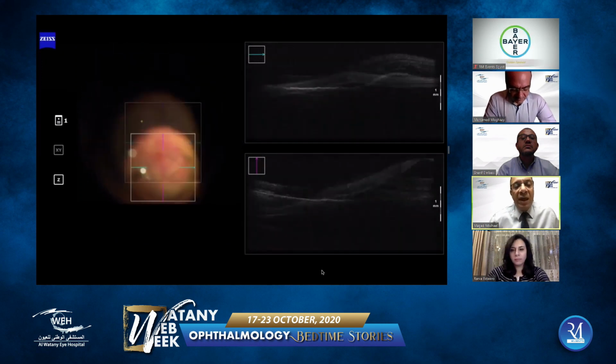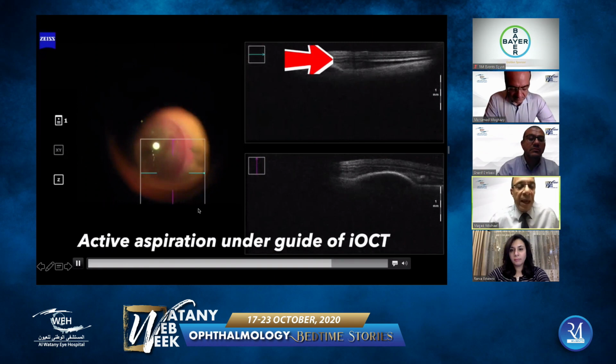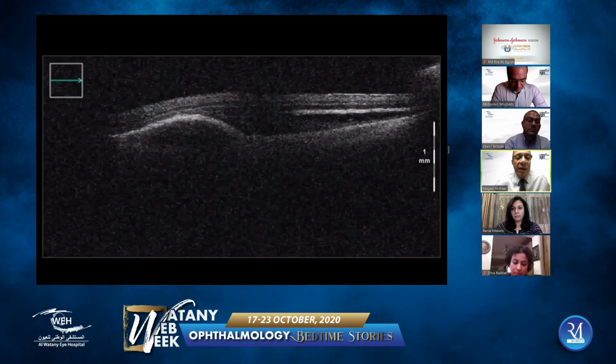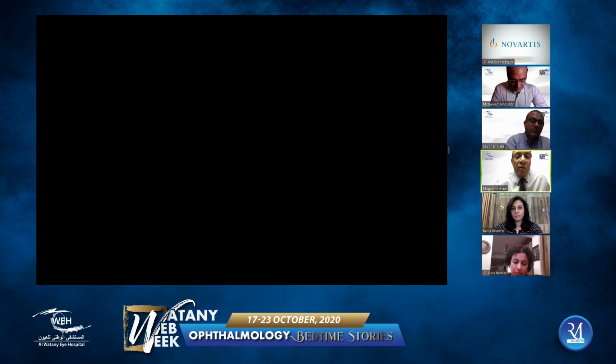There is no role of tPA in the sub-RPE space hemorrhage, as Dr. Sherif said before. And at the same time, I actively aspirated the liquefied blood using the same needle of injection under guide also of iOCT, as we see in the previous image, that complete collapse of the hemorrhage under the retina. And I left the media at the end of surgery almost clear.